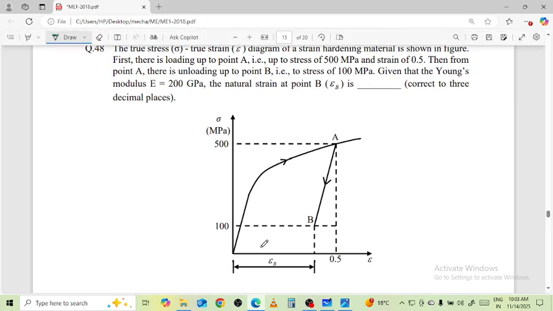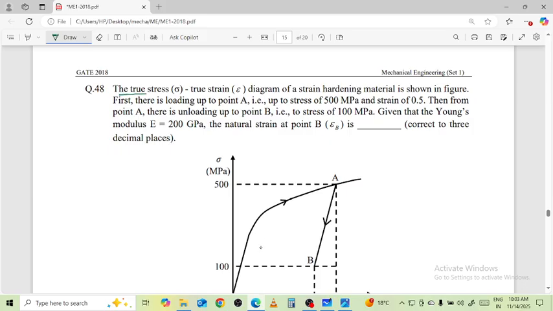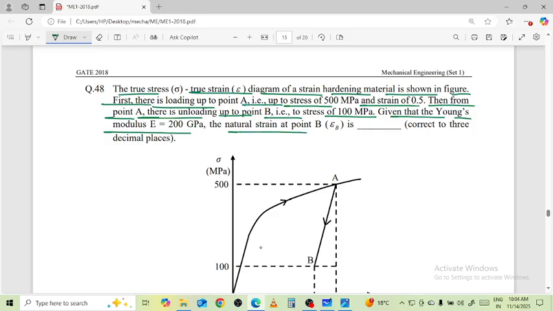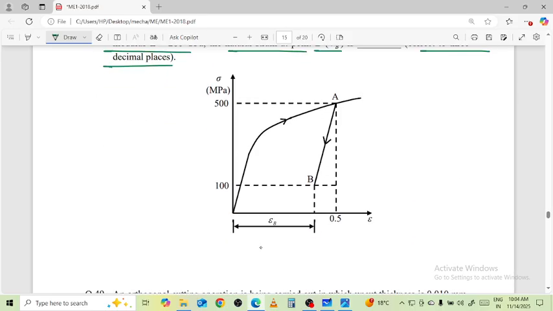48 नंबर बोल रहा है, the true stress sigma strain epsilon diagram of a strain hardening material is shown in the figure. First, there is a loading up to a point A up to a stress 500 megapascal and the strain 0.5. Then from point A, there is an unloading up to a point B to stress 100 megapascal, given that the Young's modulus is 200 GPa. Natural strain at point P, epsilon B, correct up to 3 decimal places.